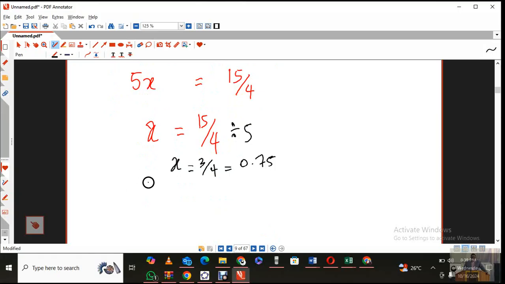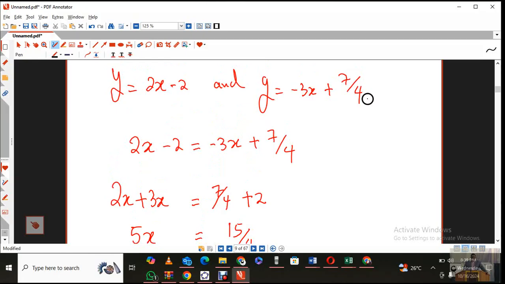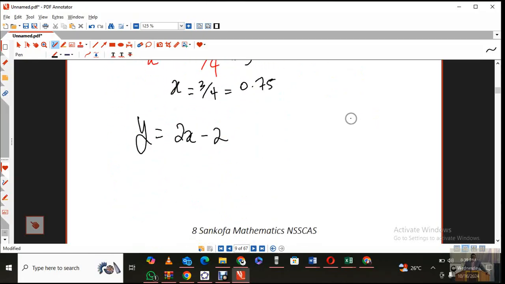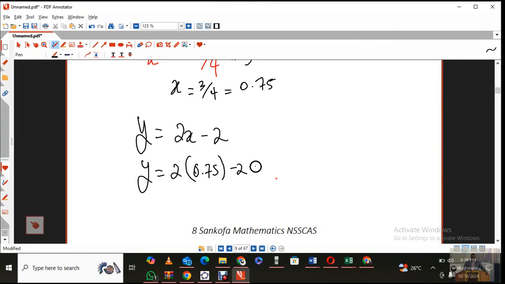So I'm going to use the formula y equals 2x minus 2, or I can use the other one. It's totally up to you. Or you can use the other one, y equals minus 3x plus 7 over 4. You're going to get the same answer though. So in order for me to find the y value, y here will be 2 times 0.75 minus 2. Okay, so 0.5 times 2, whatever that answer is, minus 2, of course that gives me negative 0.5. Can you see that? Negative a half. So that gives you negative 0.5.